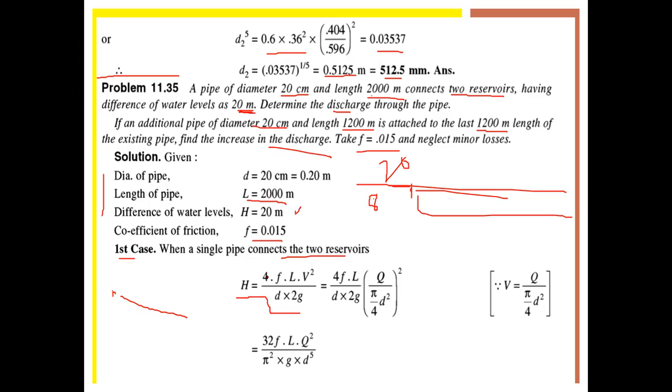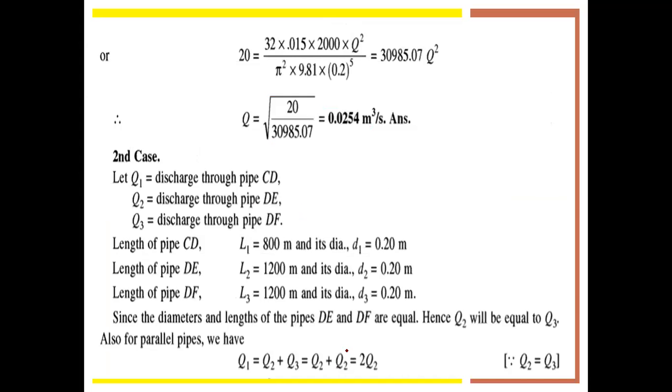HF is equal to 4 into F into L V square by D into 2G. Therefore, since V is not known, V is equal to discharge by area, that is V is equal to Q by pi by 4 D square. So that is what we wrote here. So 4 into F into L and so on. So finally H is equal to 32 F into L into Q square by pi square into G into D to the power of 5. Okay? Now substitute the values.